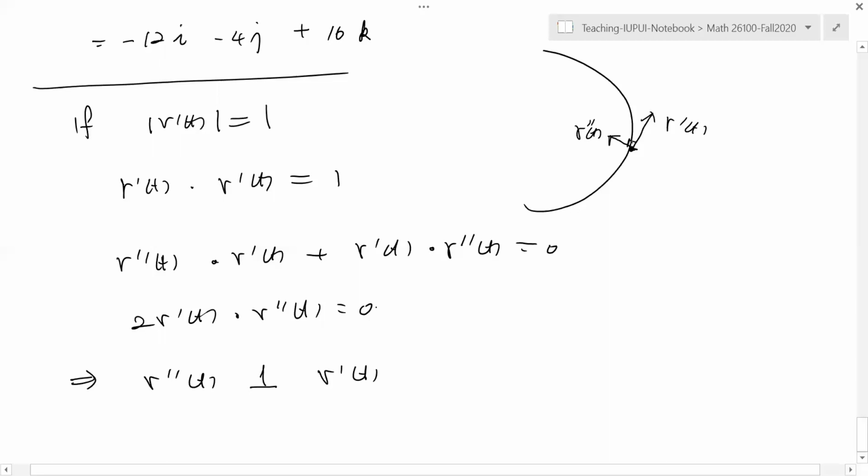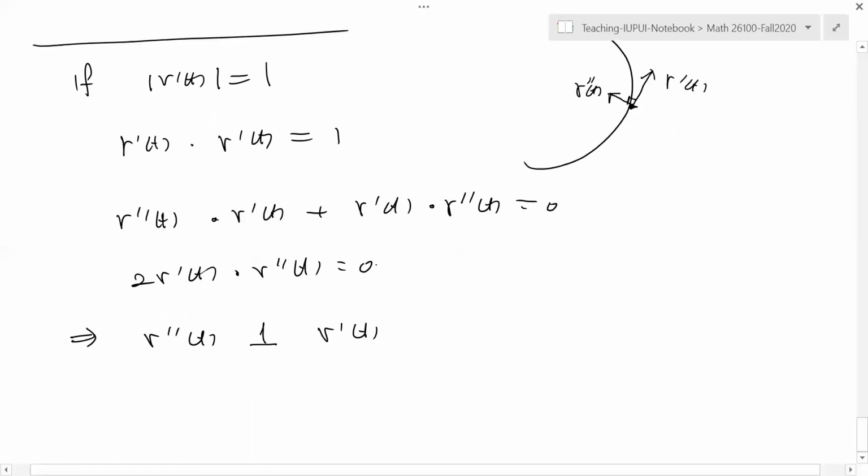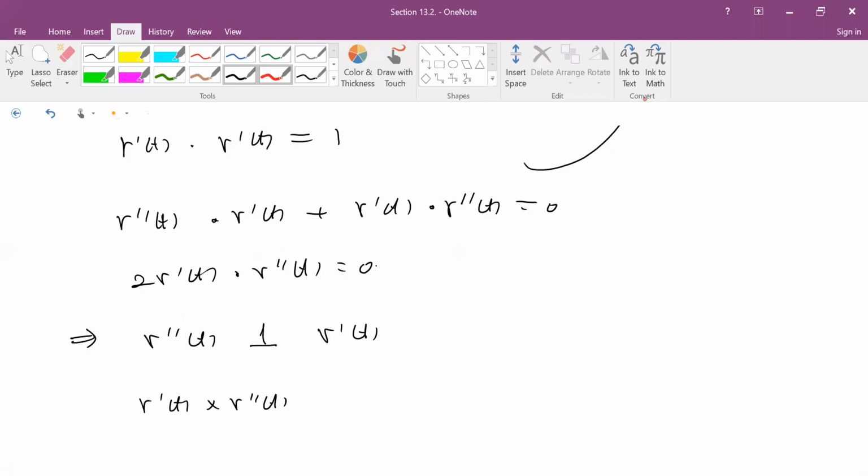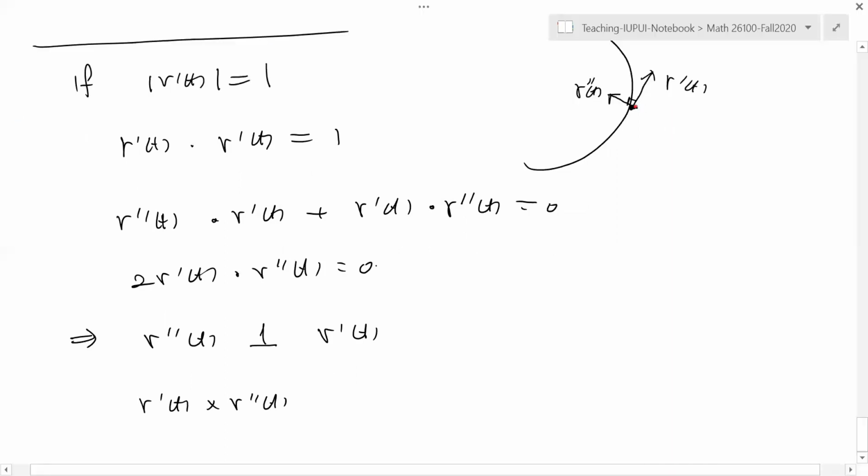Now, if it's perpendicular, what happens? This is another vector, which is perpendicular to both of them. So you get 3 vectors perpendicular to each other, rotating in this direction. These are the vectors r prime t, r double prime t, and the cross product. Those 3 vectors are perpendicular to each other.